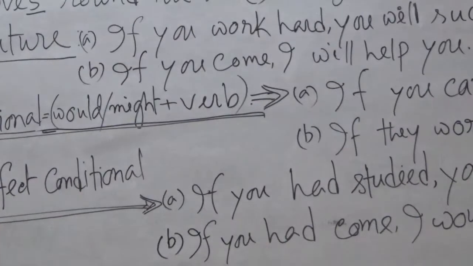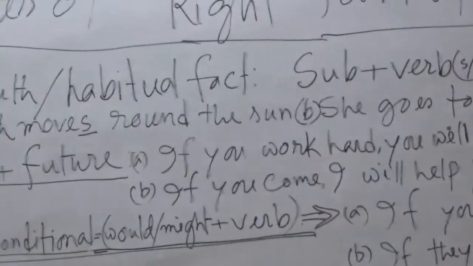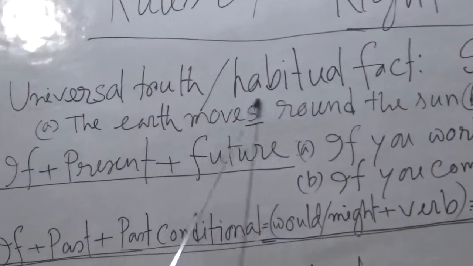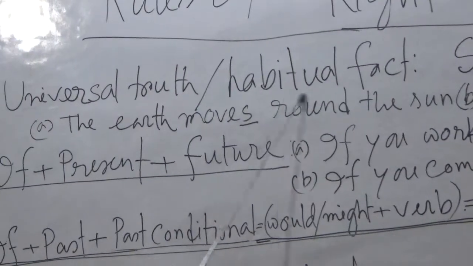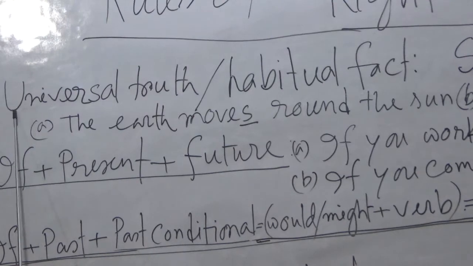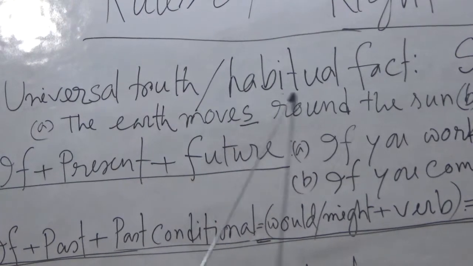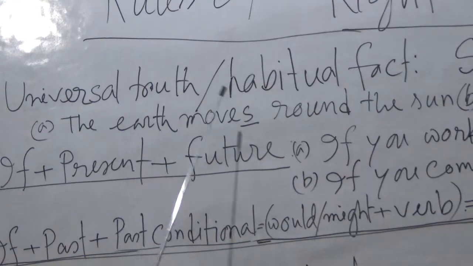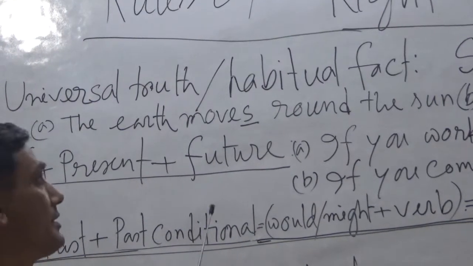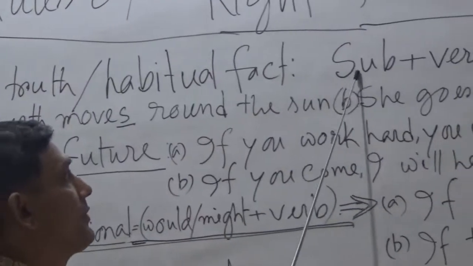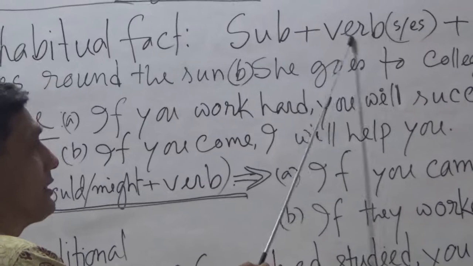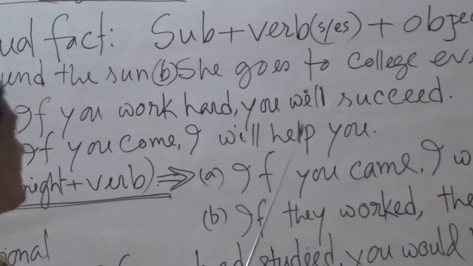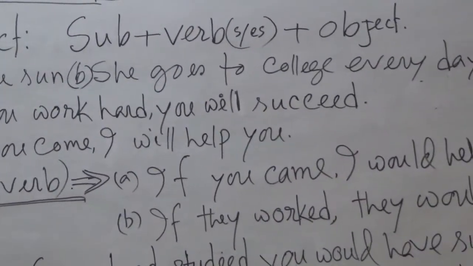First of all, I'd like to talk about the universal truth or habitual fact. As you know, universal truth or habitual fact, that means in Bangla চিরন্তন সত্য অথবা অভ্যাসগত বিষয় এগুলো থাকলে আমরা সাধারণত usually we use present simple tense, and the structure is the subject plus verb, and there will be s or es with the verb, plus object. This is the structure.